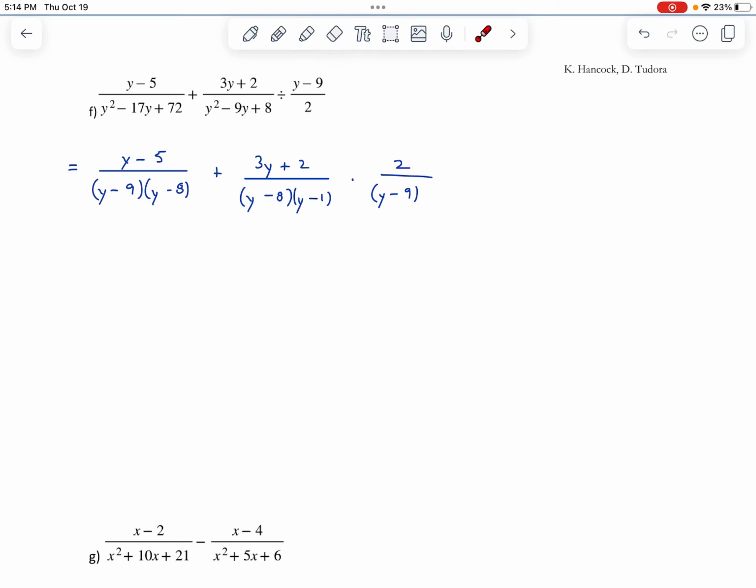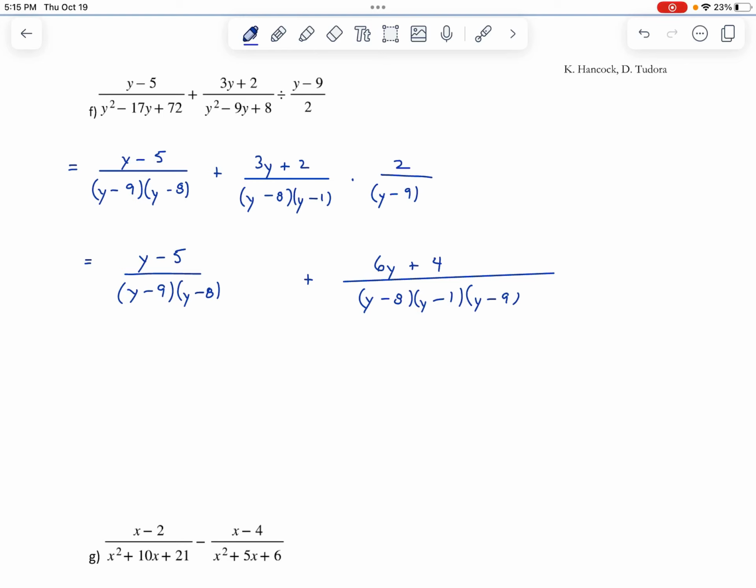All right, when you multiply, you look for things to cancel on the top with things to cancel on the bottom. But nothing cancels. Fantastic. So all I do is, this guy stays the same. And this guy, I multiply the bottoms and I multiply the tops. So the bottom of this is going to be y minus 8 times y minus 1 times y minus 9. And on the top, I'm going to get 2 times (3y plus 2). So that's the division taken care of.